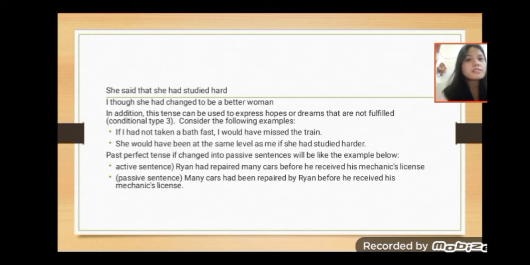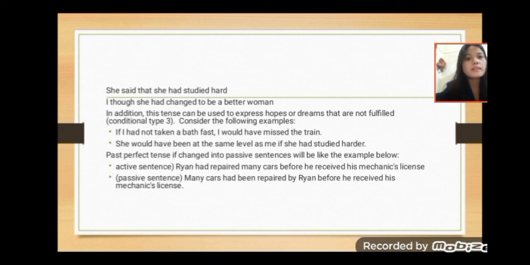In addition, this tense can be used to express wishes or dreams that are not fulfilled, in conditional type 3. The following examples: if I had not taken a bath first, I would have missed the train. She would have been at the same level as me if she had studied harder.